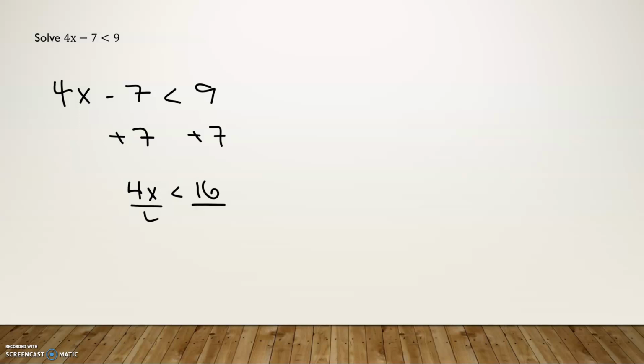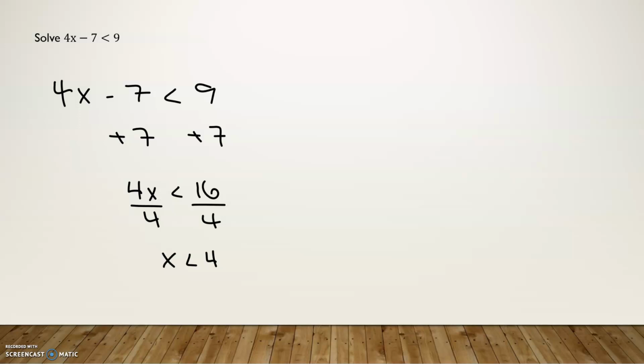Okay, so solve 4x minus 7 less than 9. So we just add 7 to both sides. 4x less than, well, 9 plus 7 is 16. Divide both sides by 4. So x is less than 16 divided by 4, which is 4. The only thing that's different between inequalities and equations is I have to be careful when I divide or multiply by a negative number, because that's going to flip my sign. Otherwise, it's just like solving equations.